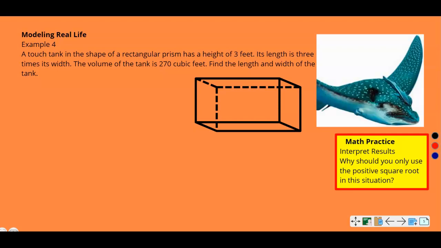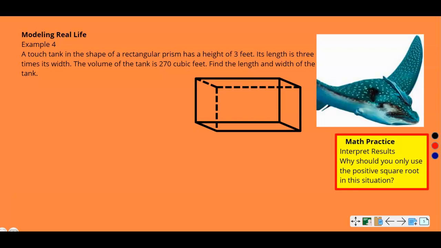This is part 2 of solving quadratic equations using square roots. We are on example 4, modeling real life. A touch tank in the shape of a rectangular prism has a height of 3 feet. Its length is 3 times its width. The volume of the tank is 270 cubic feet. Find the length and width of the tank.